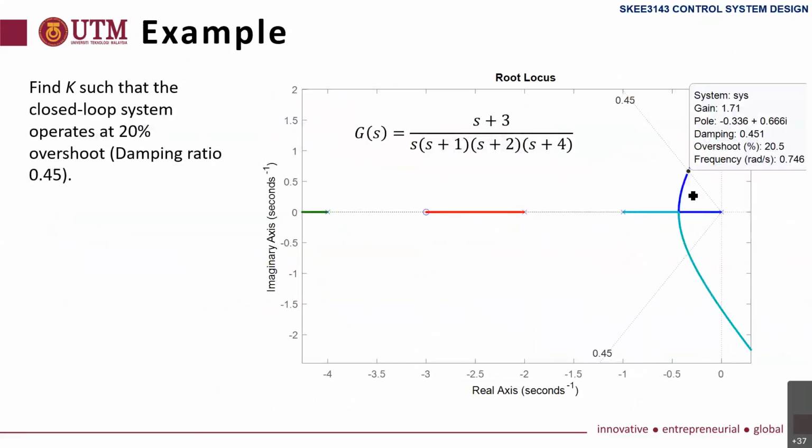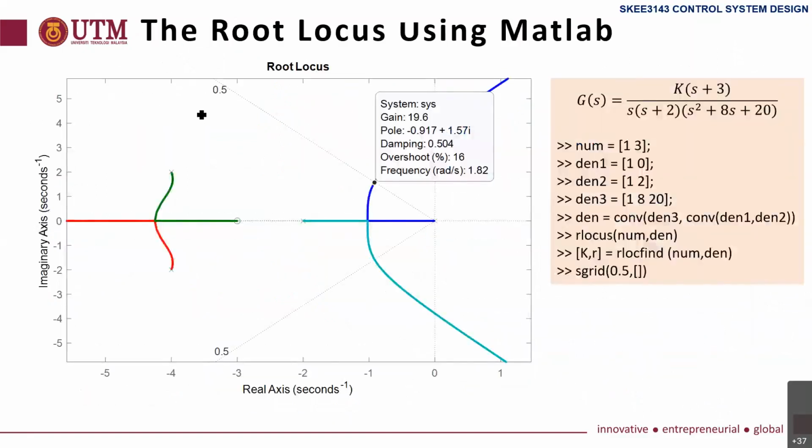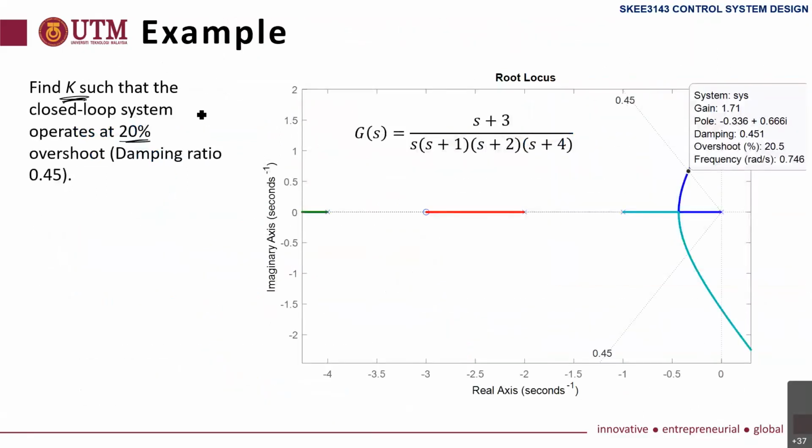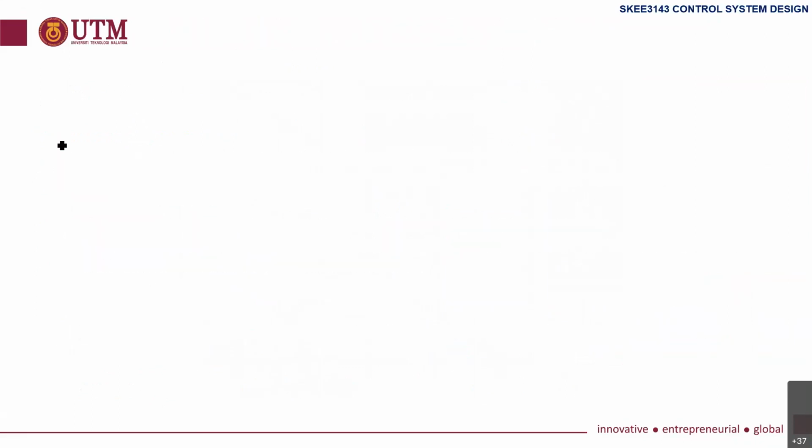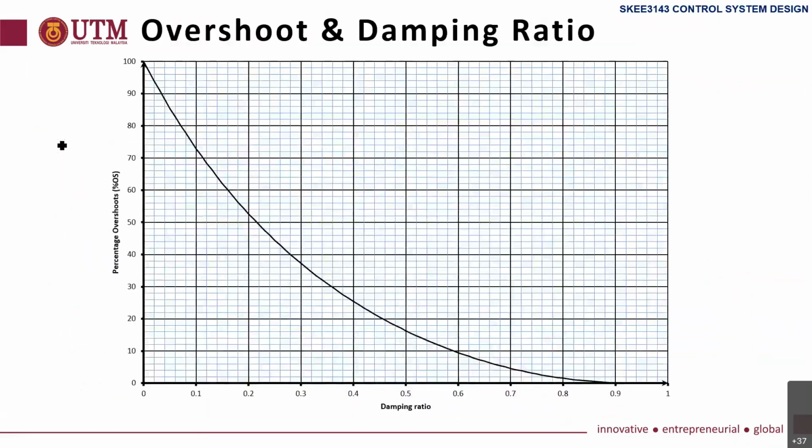This is another example. Now I want you to find K such that the closed loop system operates at 20% overshoot. 20% overshoot is obtained. Let me show.